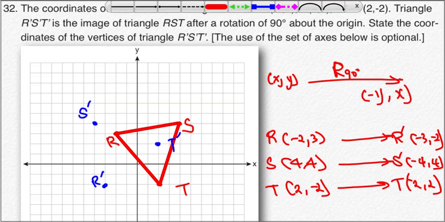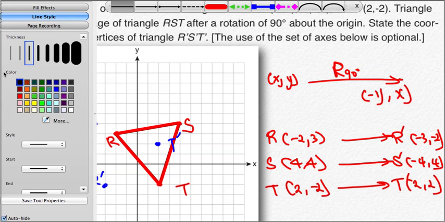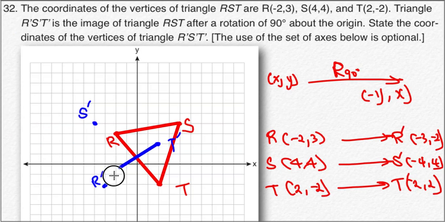Now, if I were to connect that, so if you were to rotate this red triangle about the origin by 90 degrees, then you would have gotten this new blue triangle.